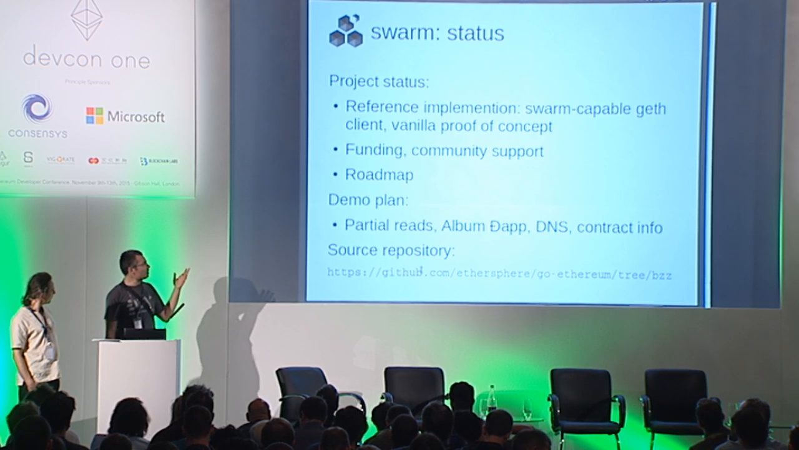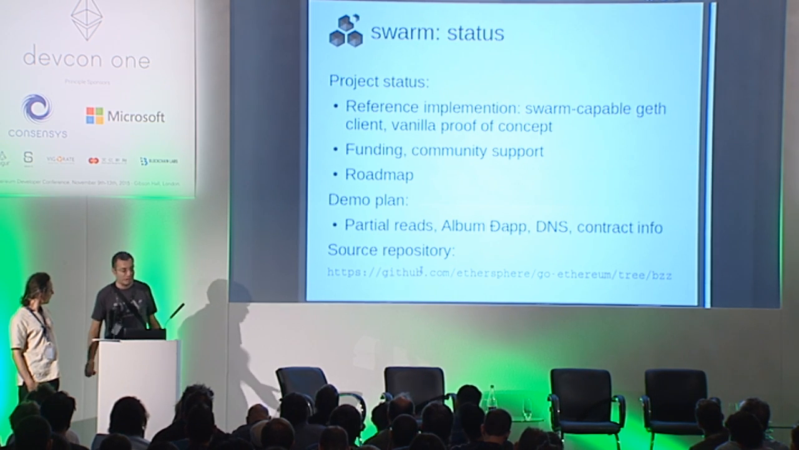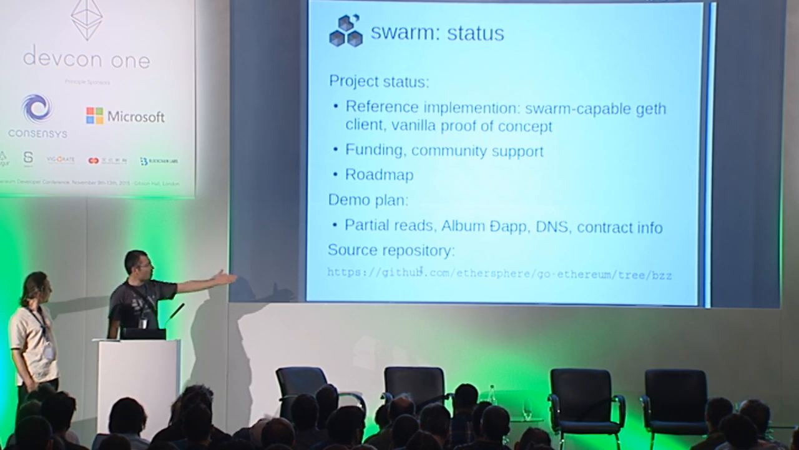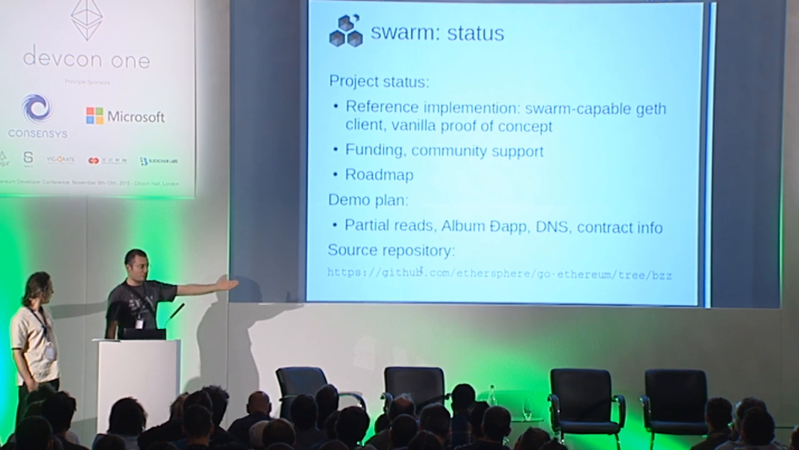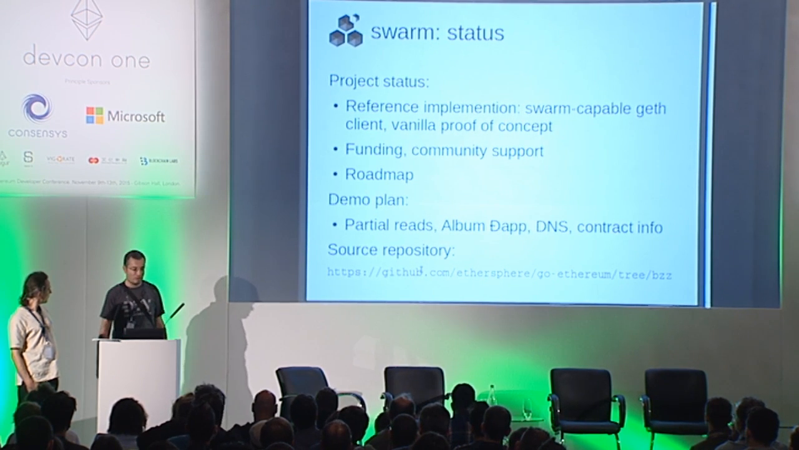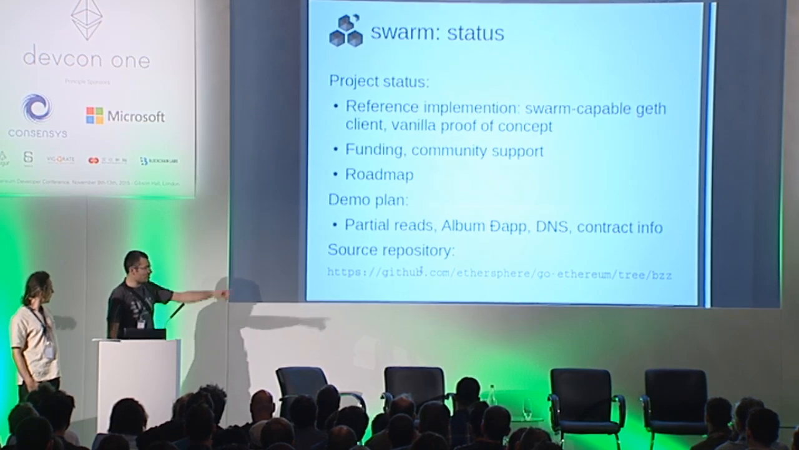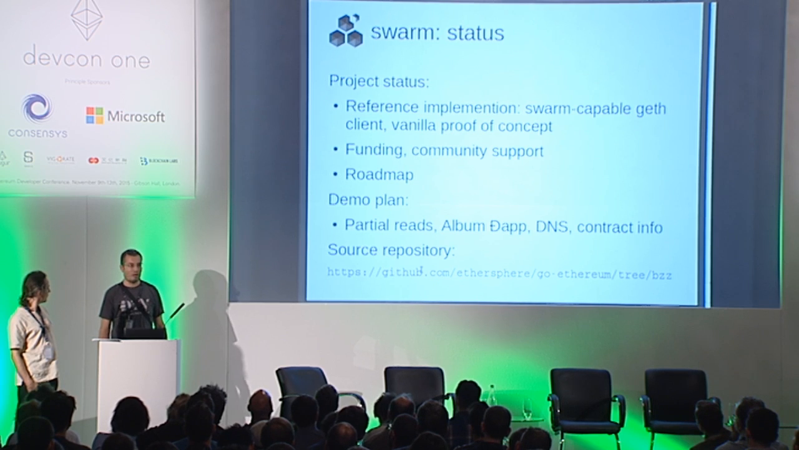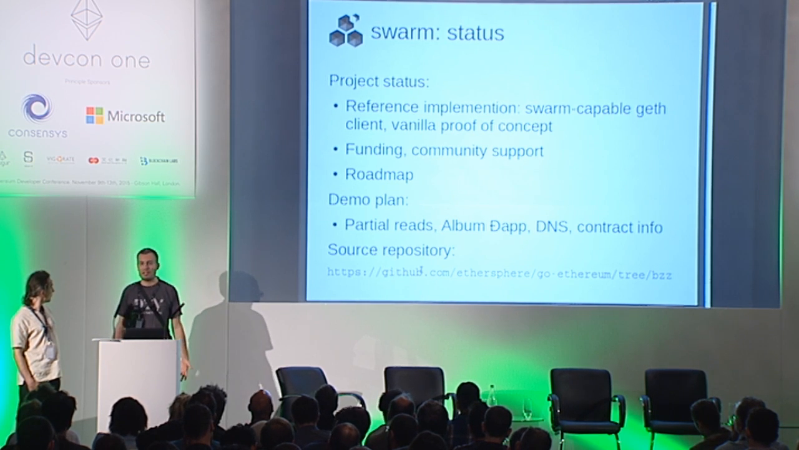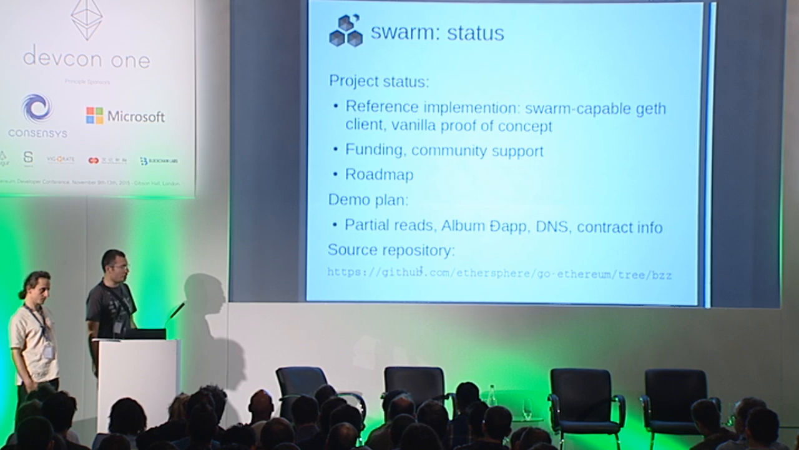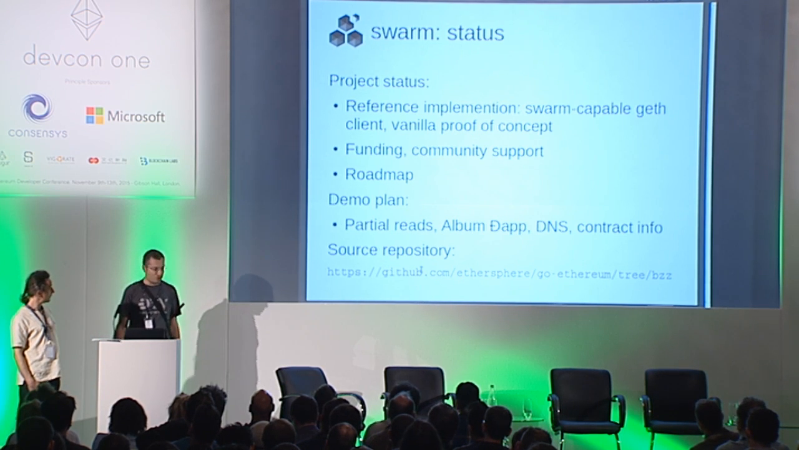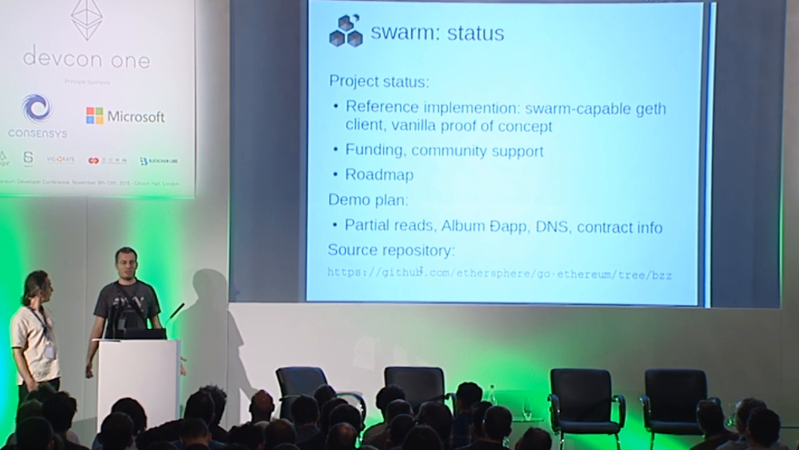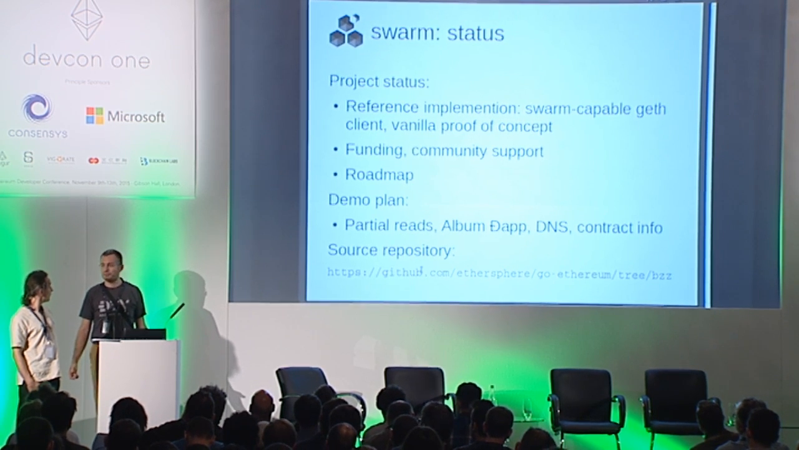And here are the things that we are ready to demo, well, not right now, of course, but hopefully during this conference. And in GitHub, you can see the source repository, which is basically a fork of the Go Ethereum client, with a separate branch, BZZ, where you can always find the current state of the BZZ-capable Geth client. And we are keeping it up to date with the upstream version of Go Ethereum. So that's where you find our source code and our documentation as well.